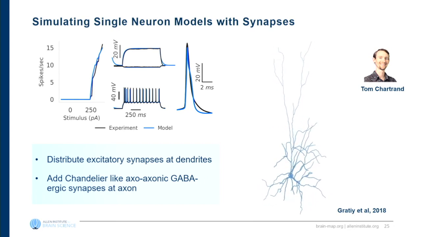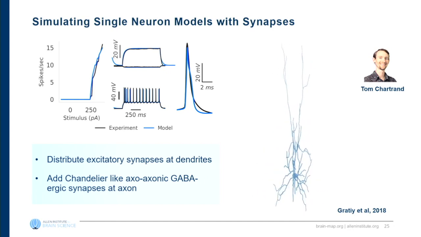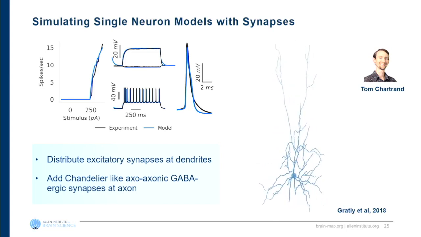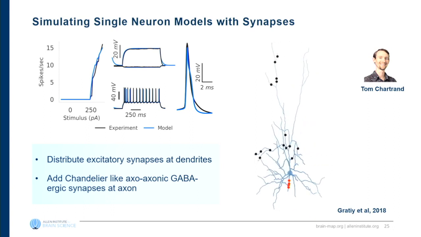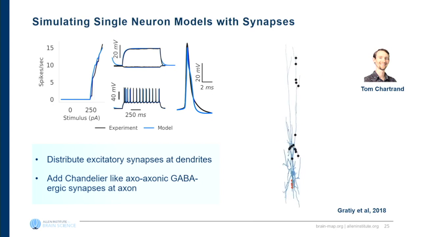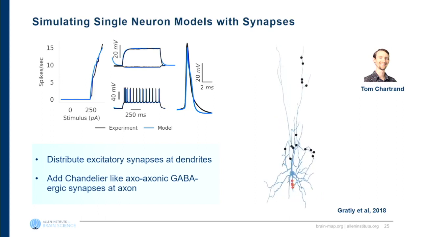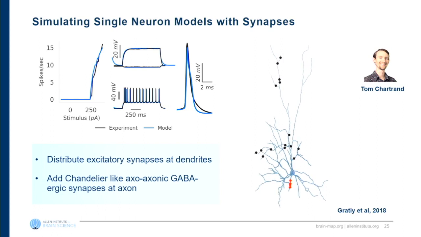So now that we have the model, we are in a position to distribute synapses on the morphology of the neuron, especially excitatory synapses on the apical dendrite, and inhibitory synapses mimicking the chandelier projection on the axon initial segment of the pyramidal cell. And I just wanted to also point out this is a collaborative work with my colleague Tom Chartrand within the modeling group.